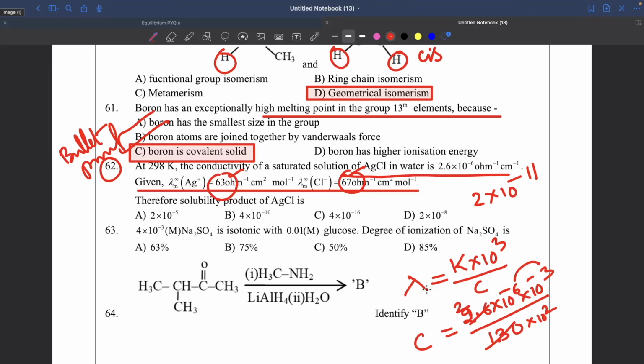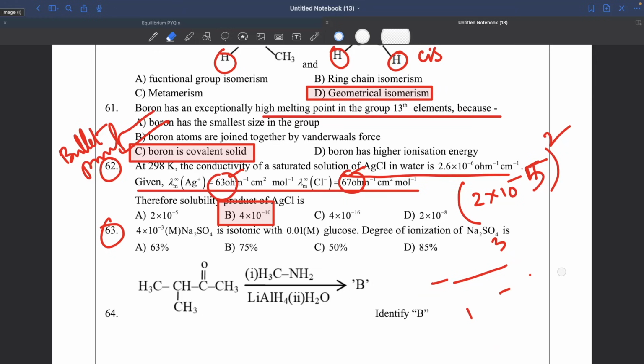1.3 10 power 2, this 130, 10 power minus 6, this is plus C3, this is plus 3, sorry, if this is plus 3, so this will be adding minus 8 plus 3 is minus 5, right. So KSP will be square of it, so 4 into 10 power 10, so the right answer is B. Okay. So next we will move to 63.